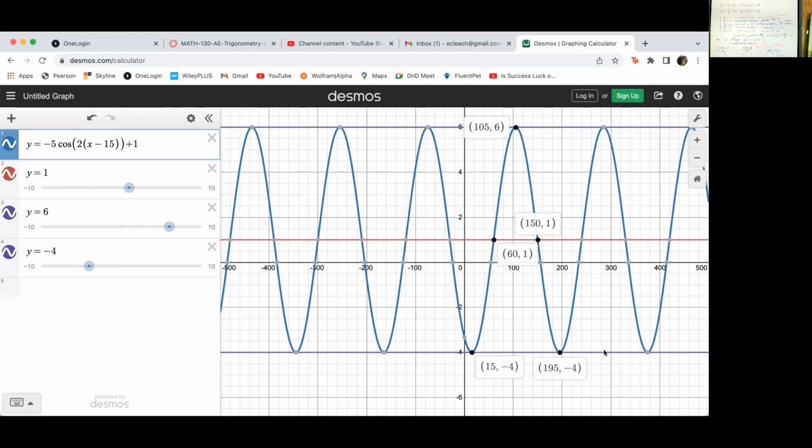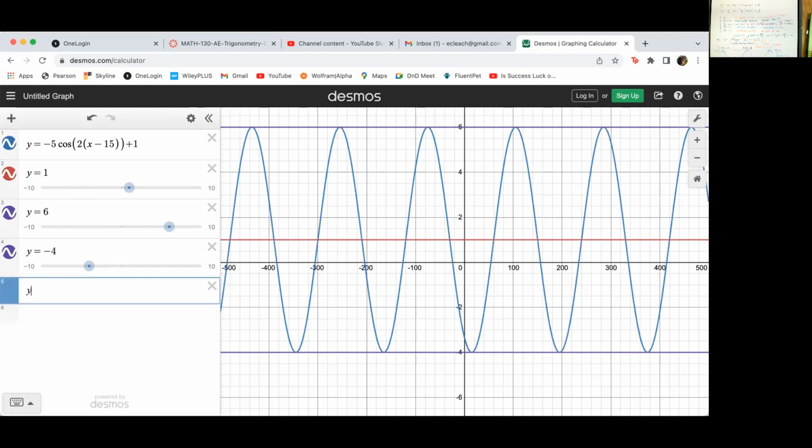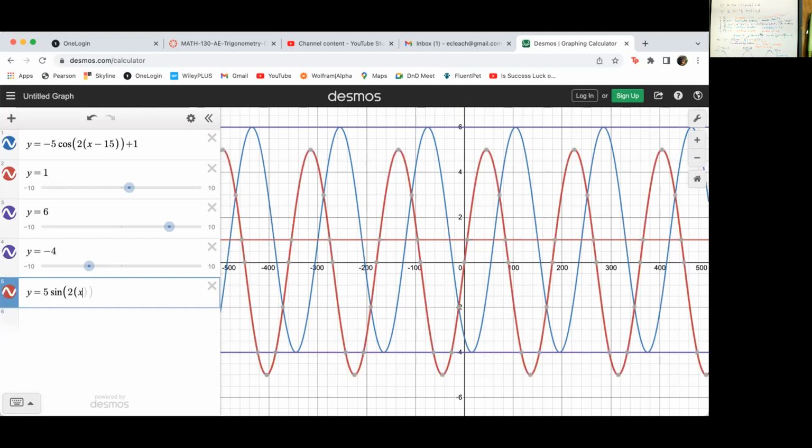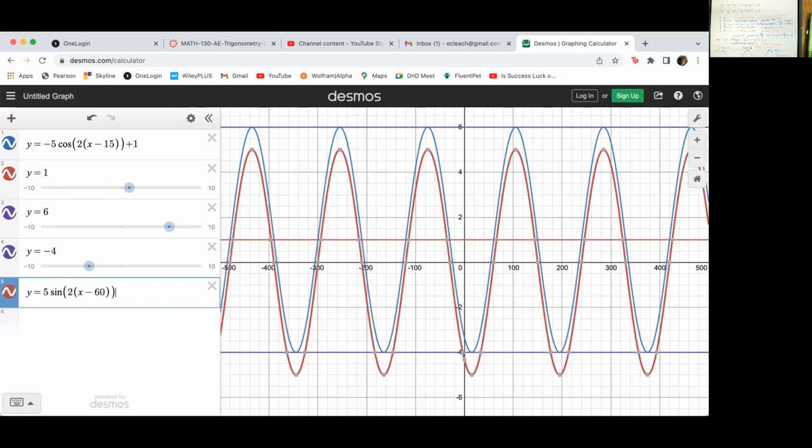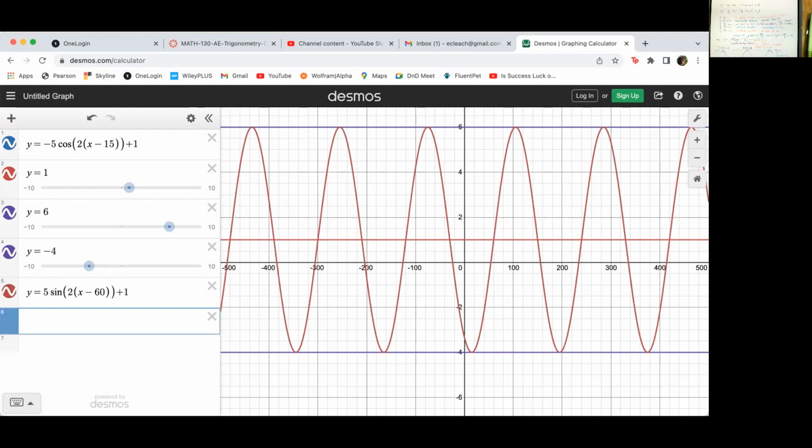Now let's change the equation to the new one that we just found, where y is equal to +5 times the sine of 2 times (x minus 60) plus 1. And that graph is sitting right on top of the other graph, so it's the same graph. Any questions?